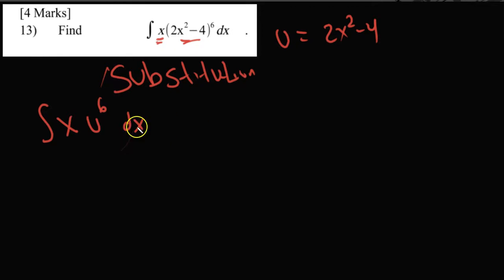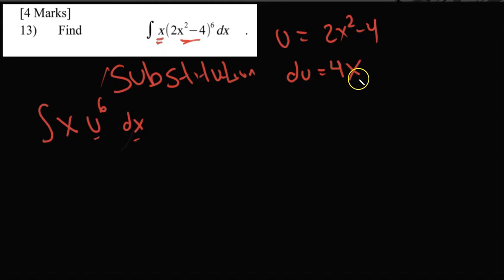We can't really integrate this because we have a u here and we have a dx here. We can't have two different variables here and an integration factor dx. Because we're working in u's now, we need to get du over here to simplify the problem. The only way to get du is by taking the derivative of this u. So you get 4x.